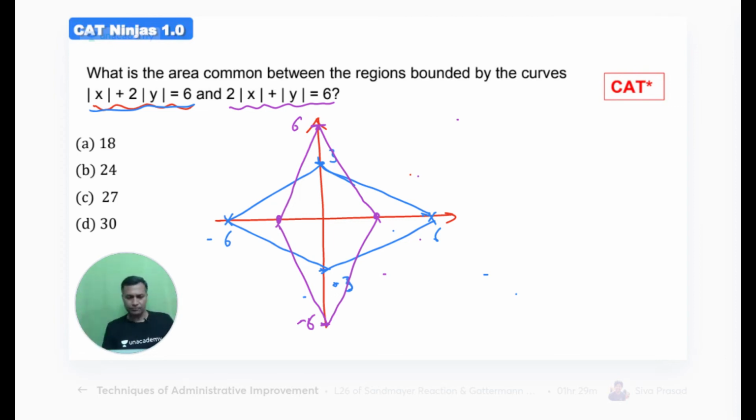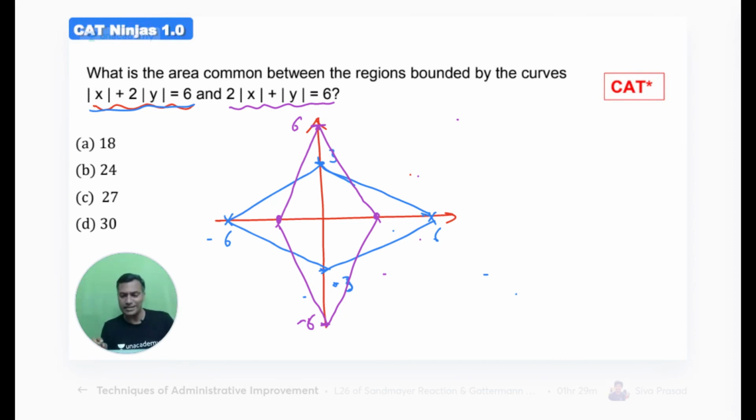Guys, diagram clear? Will you please quickly confirm that the diagram is clear? Diagram is clear to all of you, right? This is the diagram we are talking about.